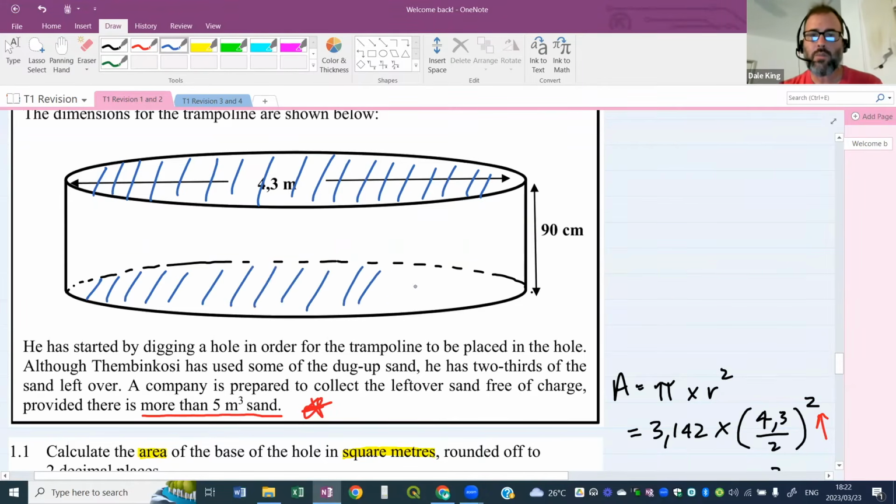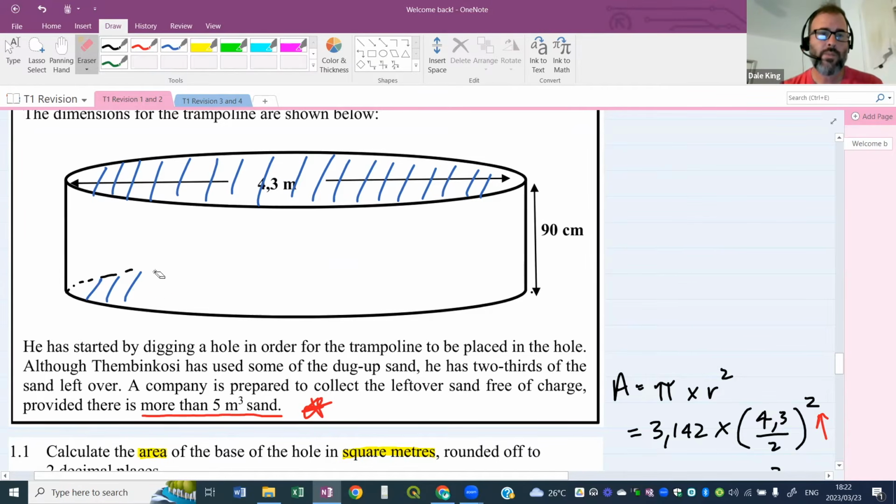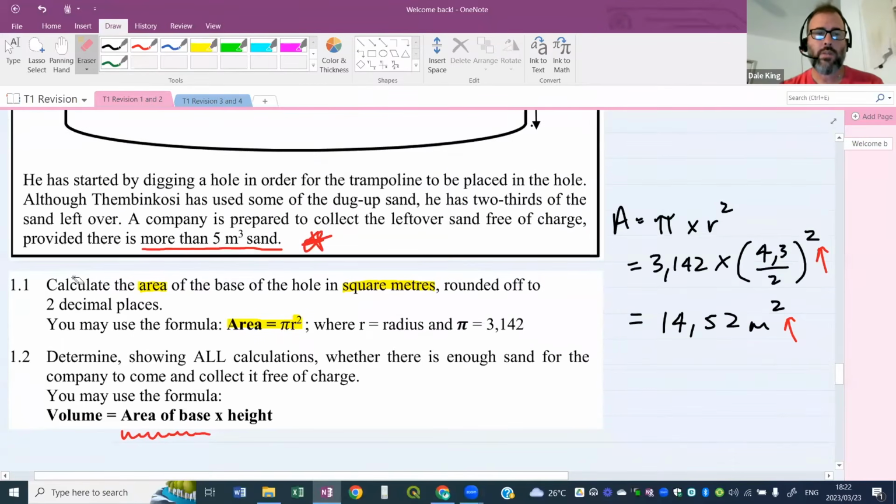Doesn't have to be at the bottom. They can put it on the top or the bottom. It's the same thing. Okay. So it's that area of base that they're talking about, which we have on the top. All right. So that's the area that you're going to use, and you're going to multiply by the height.